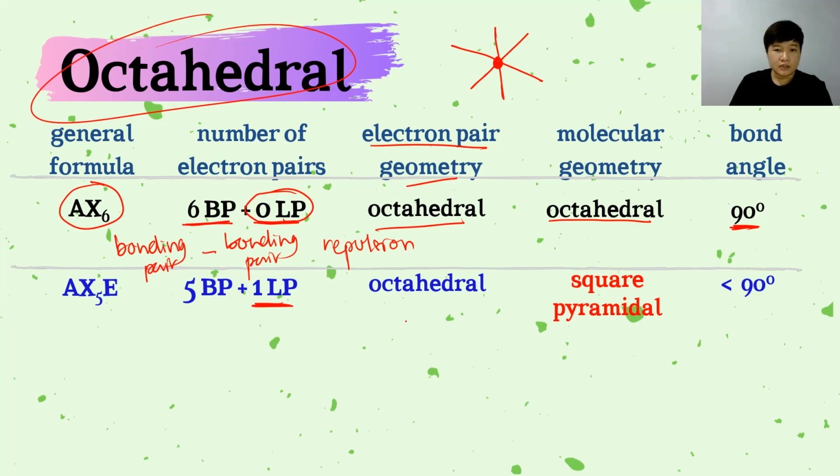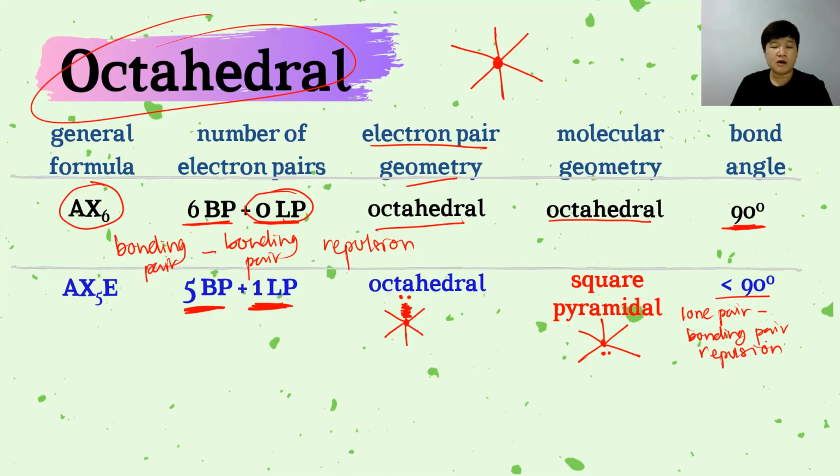When you have a lone pair, your octahedral is no longer holding 6 bonding pairs. You will be only holding 5 bonding pairs with 1 lone pair. And since all the angles in your octahedral are 90, you can substitute any one with the lone pair. So let's say when I substitute this with my lone pair, I will then form a square pyramidal. Your square pyramidal will look something like this, with a lone pair here. And the bond angle will be less than 90, and the reason is the same. Why is it less than 90? Because you have lone pair, bonding pair repulsion. So the bond angle becomes smaller.